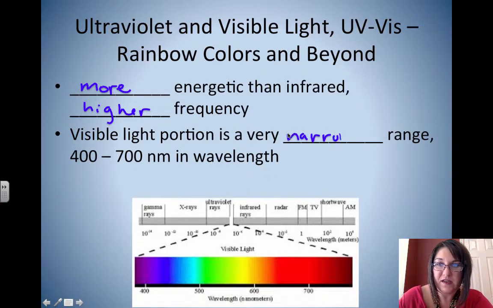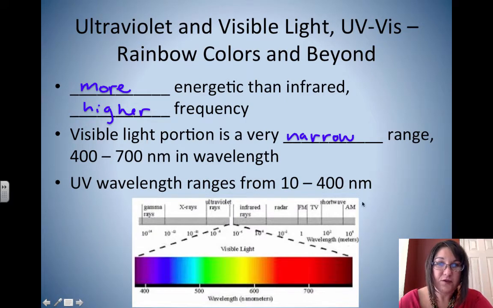The light that we can see is in the wavelength of about 400 to 700 nanometers. That's all that we can see. Our eyes don't detect ultraviolet wavelengths that range from about 10 to 400 nanometers.